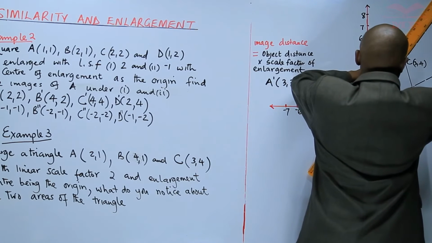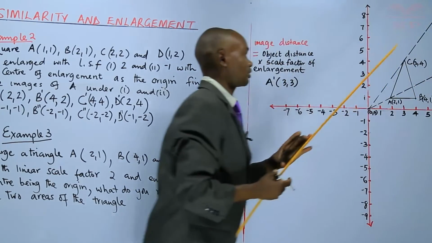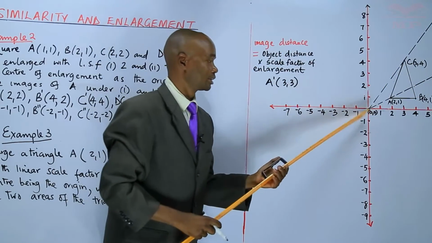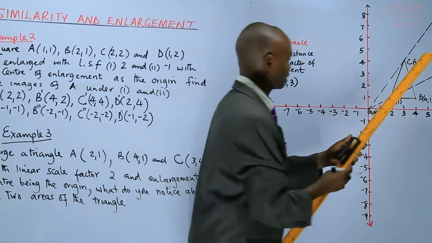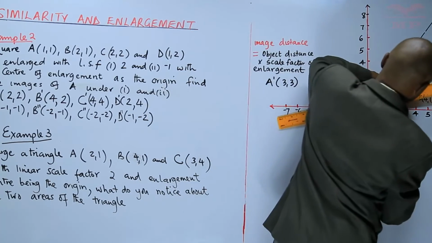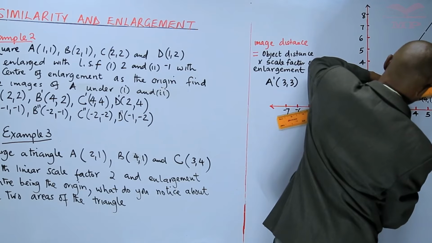Look at what is happening, learner. I first of all join the center of enlargement to each of the vertices. Then I join C to B also.